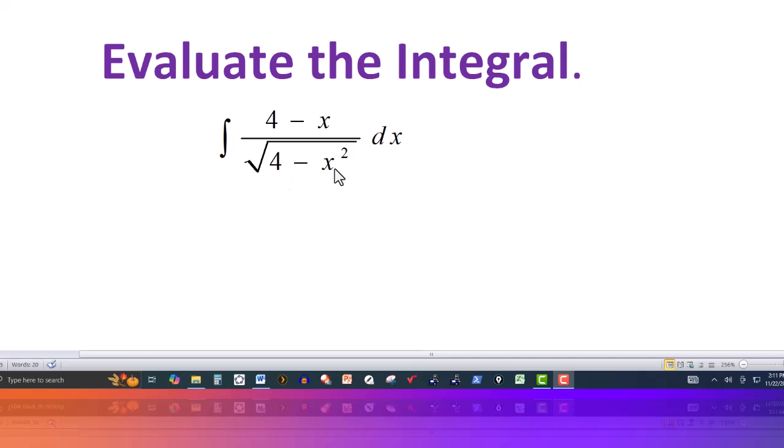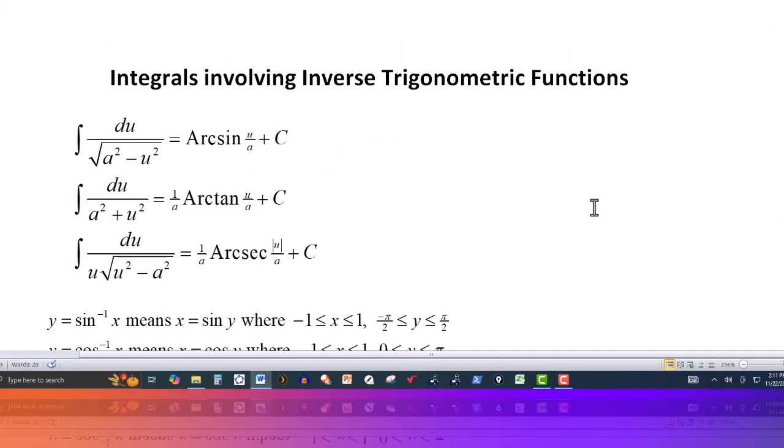minus x squared. Now we could break the integral into 4 over this radical plus minus x over this radical, and we could use a standard U-substitution with the one that has the minus x in the numerator, and the one that has the 4 in the numerator. We have this integral right here, the integral of du over the square root of a squared minus u squared is given by this formula here, arc sine of u over a plus c.